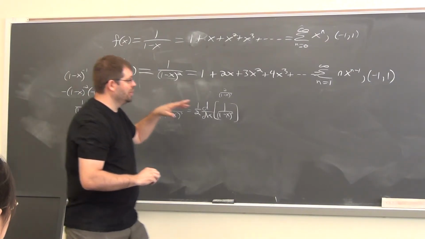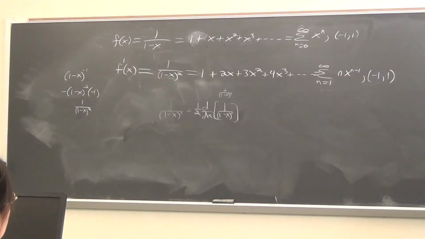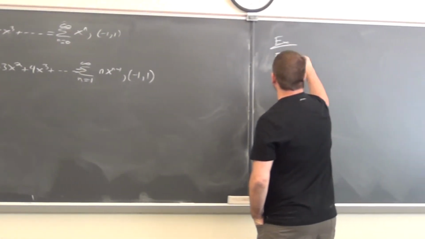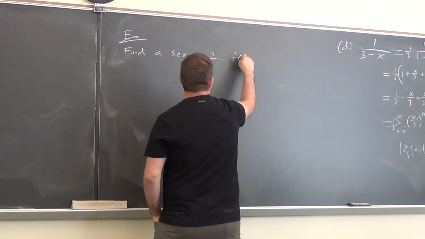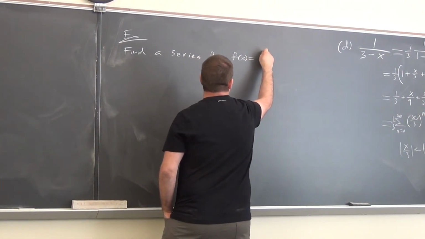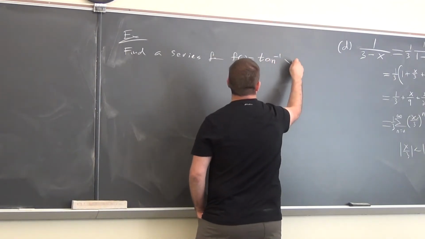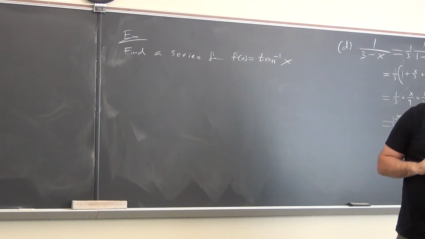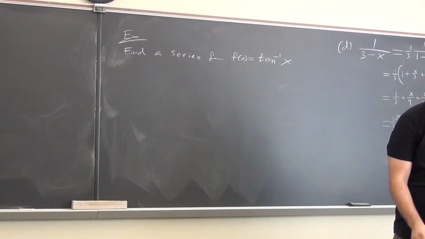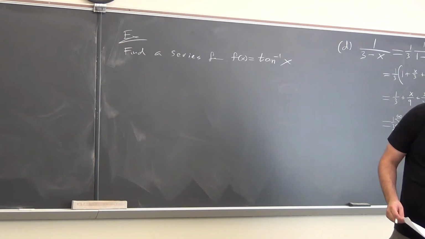We're running a little bit short on time, so I think I'm just going to do one more. But that's the idea. So we can build all kinds of new series by doing this. So last one, find a series for the inverse tangent of x. Okay. Now this, on the surface, might look like, oh, I hated that one. This is going to be tough. But you'll see it's not too bad.